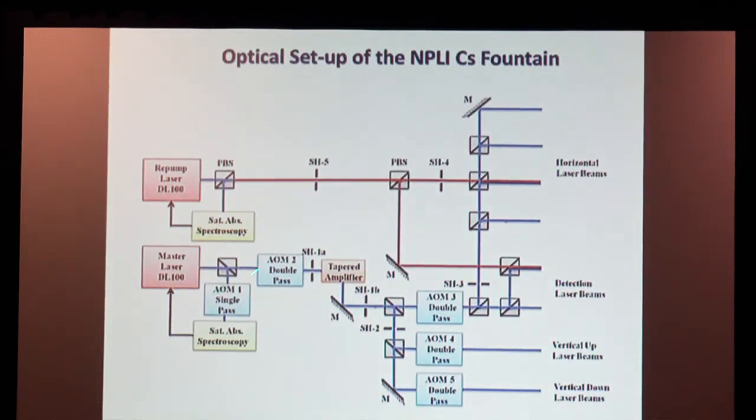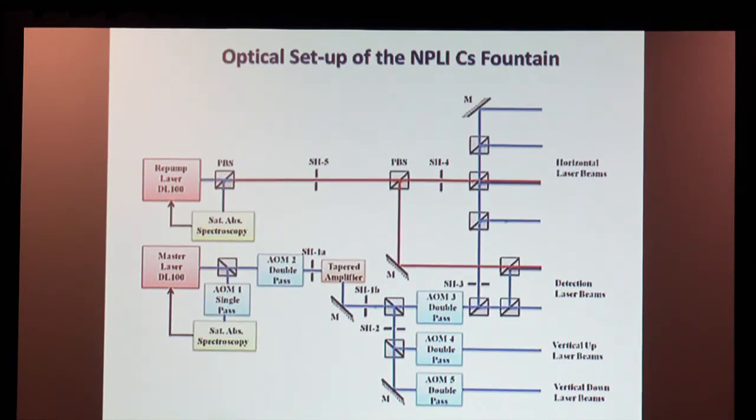cesium fountain basically comprises a master laser for cooling, which is locked by saturated absorption spectroscopy to the 4 to 5 dash transition of cesium. And then of course we have a whole set of AOMs to be able to very precisely shift the frequencies, to Doppler shift them for laser cooling, further Doppler shift them in a certain way for polarization gradient cooling, and the 2 vertical beams to give the atoms a push for launching.